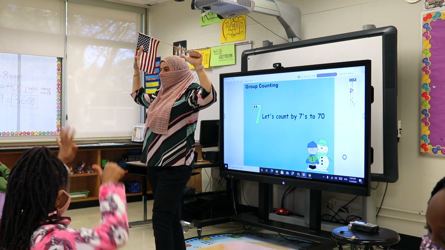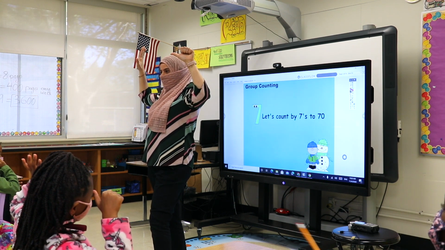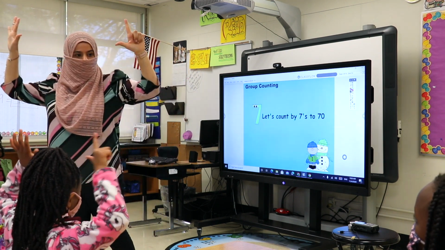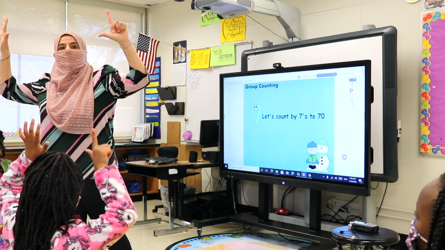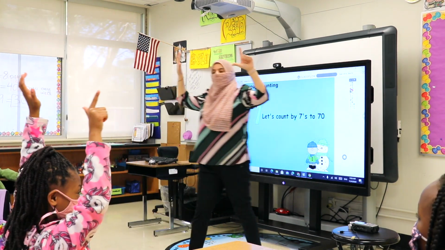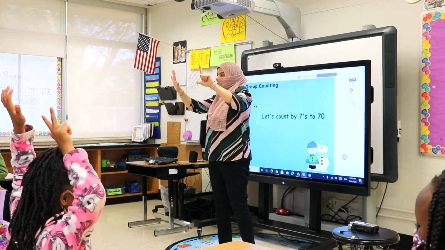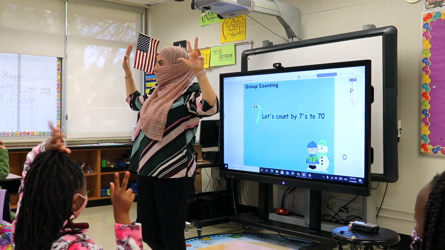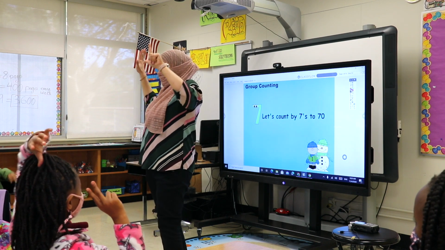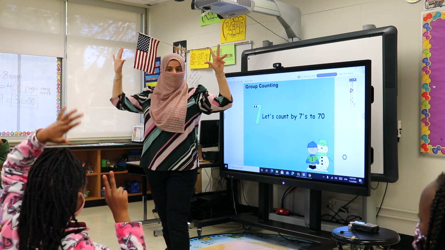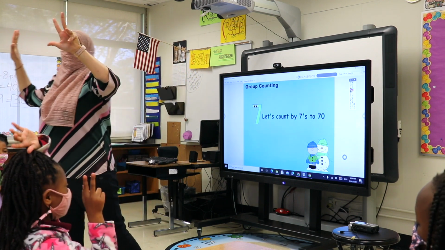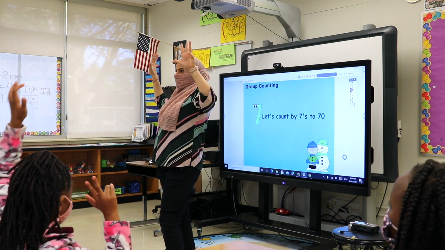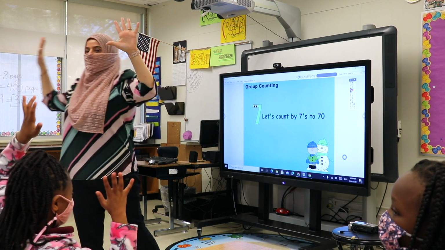Now 35 and 7 more, 42. 42 and 7 more, 49. So 7 sevens equals 49. 8 sevens, 49 plus 1 more 7 will be 56. 8 sevens plus 1 more 7, 63. 1 more 7, 70.